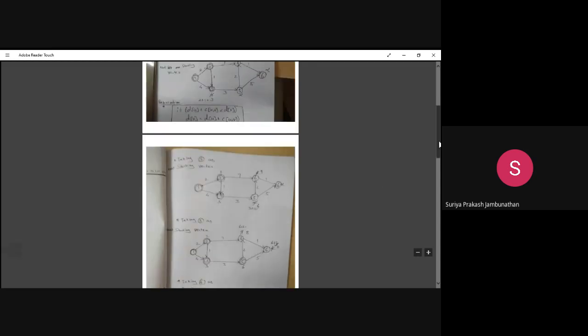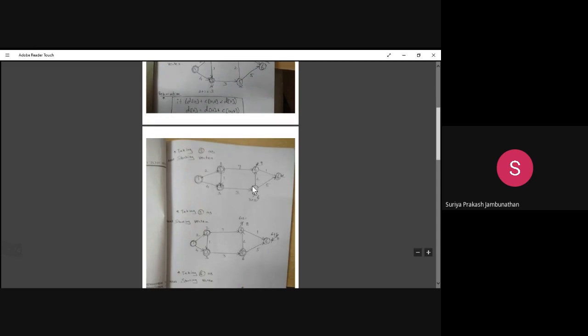Okay. Now we are taking the next node, that is 5. So taking 5 as the next starting vertex. So when we are moving to 5, what all nodes can we travel to from 5?